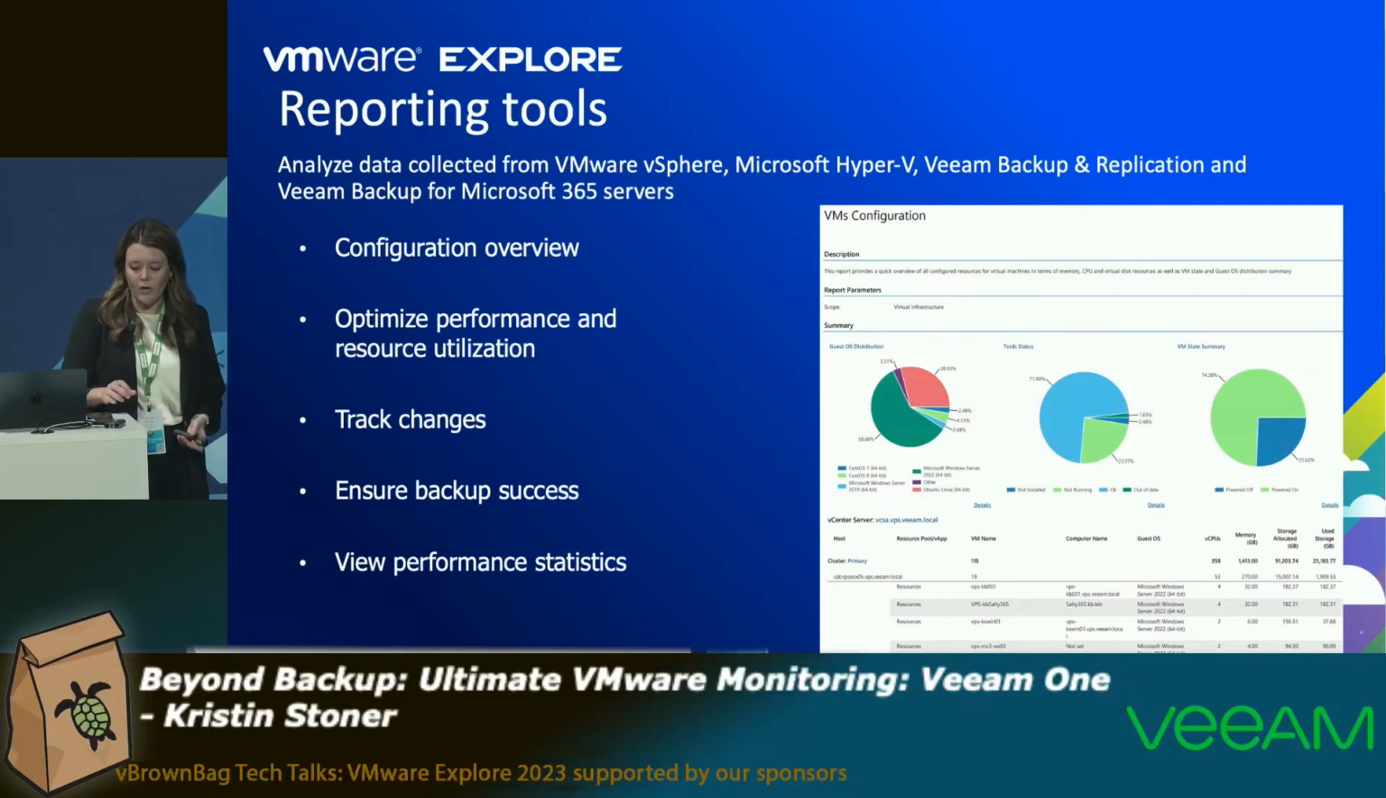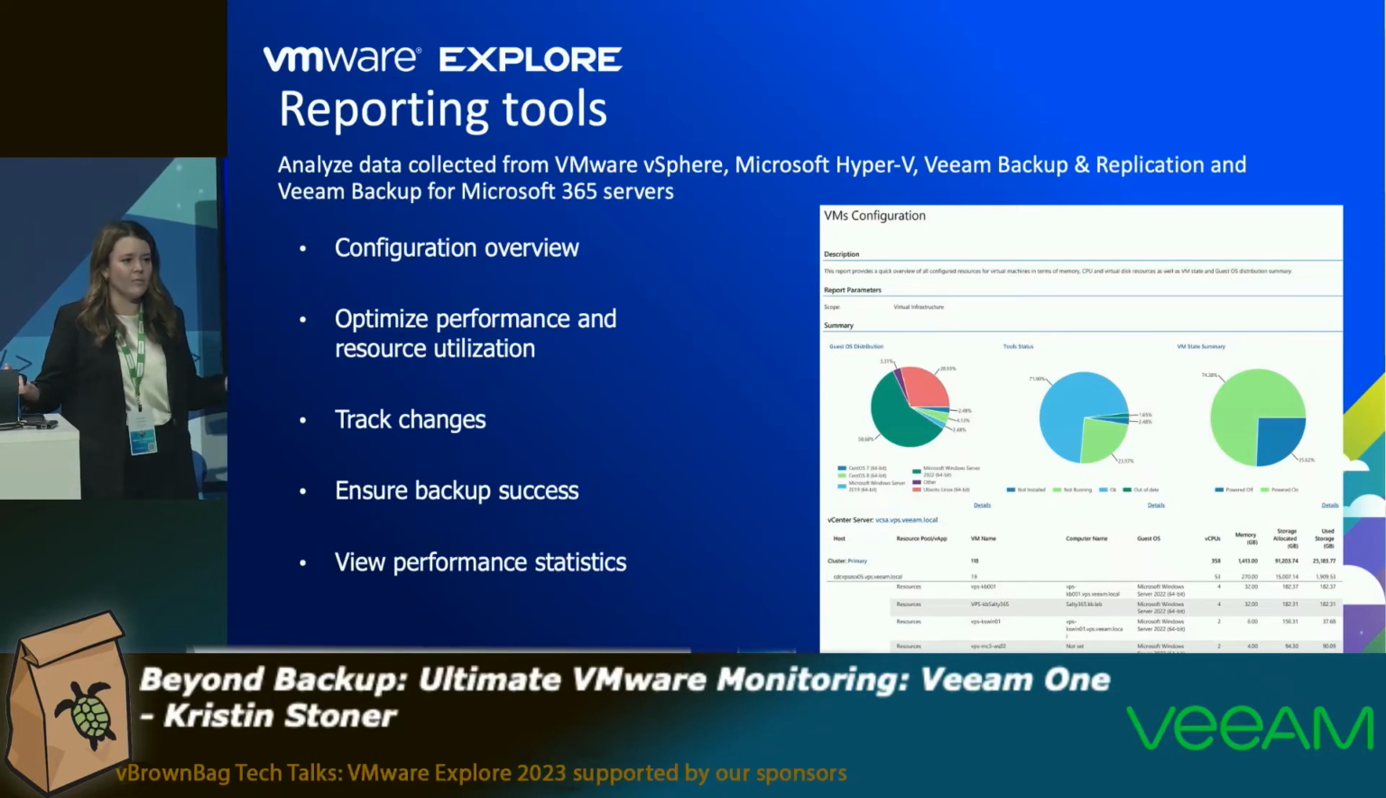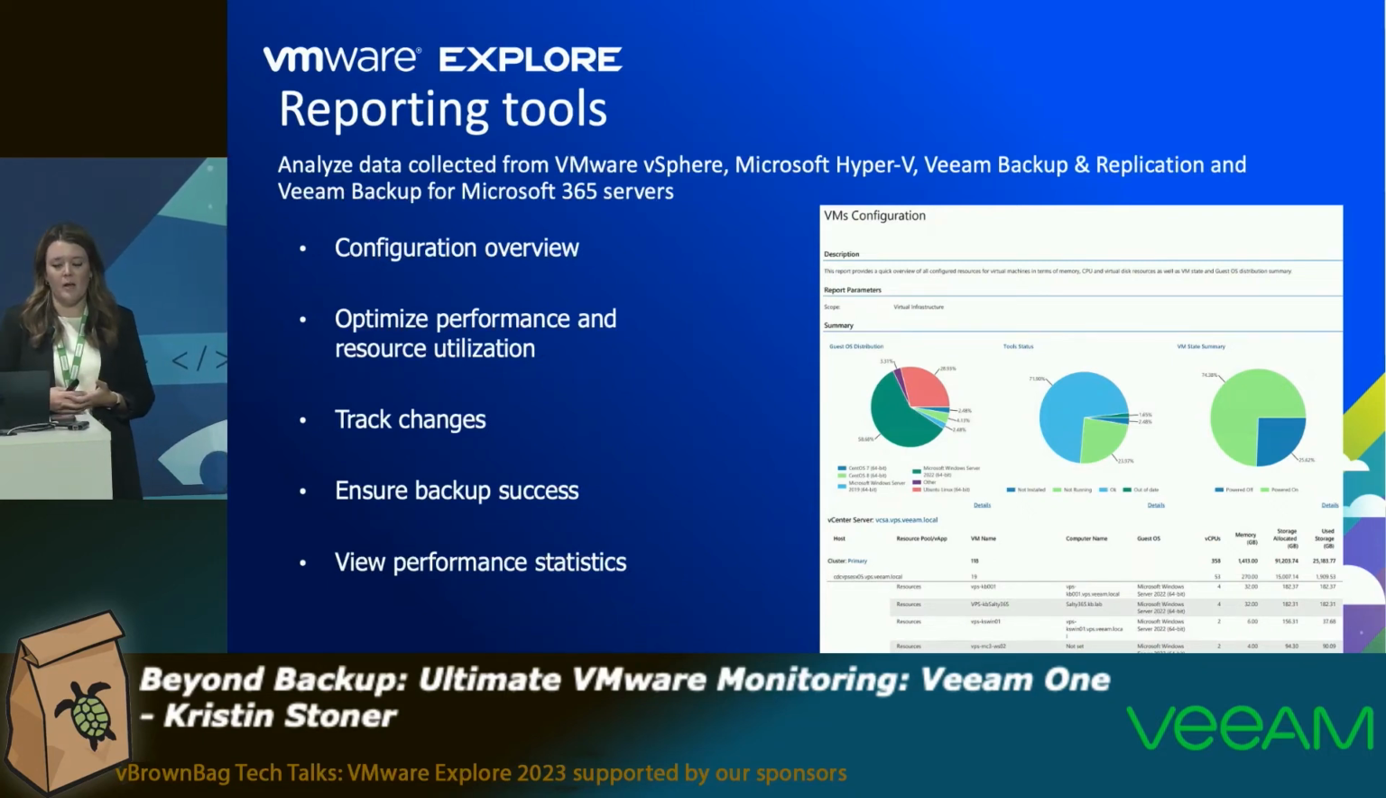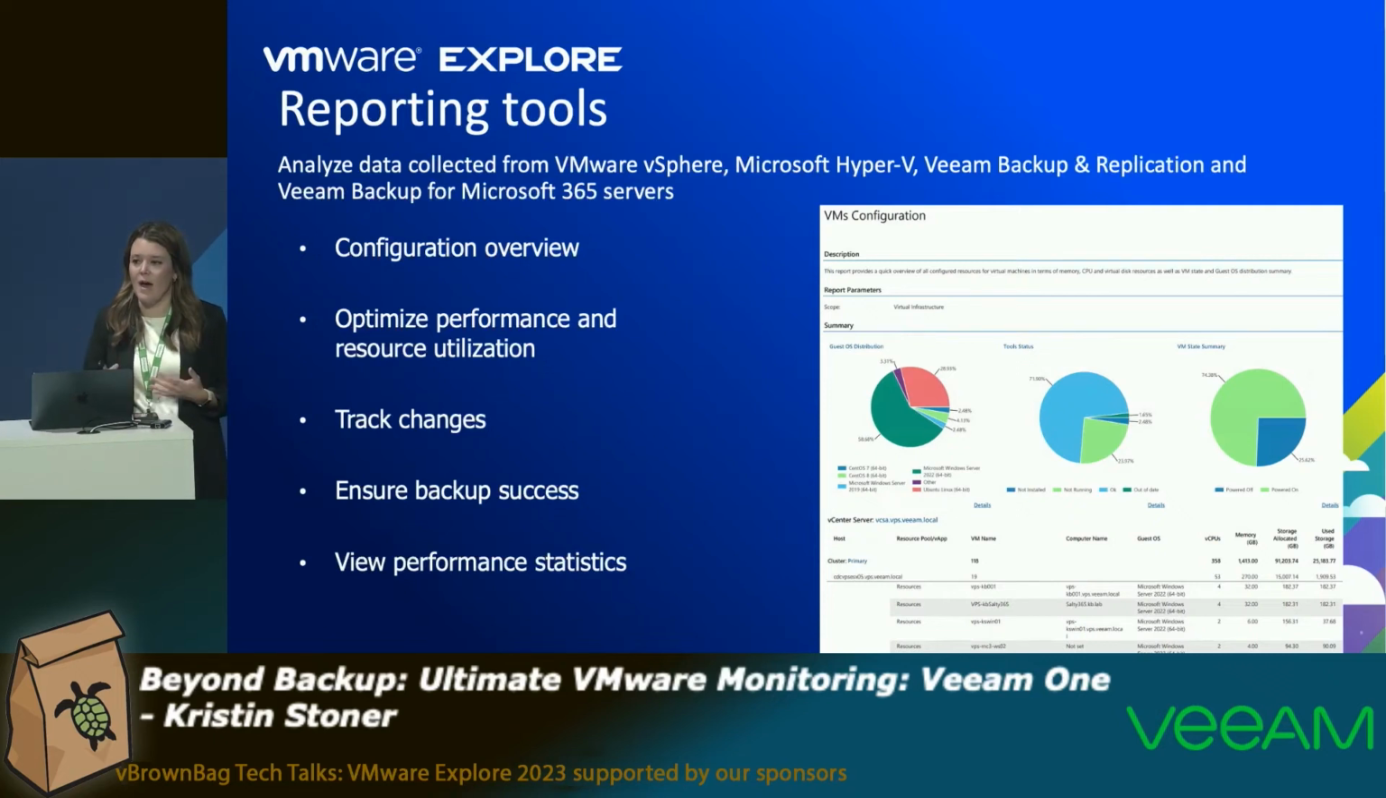We also have reporting tools available to you. So not only does Veeam ONE have a vast amount of alarms that you can utilize to fix issues in real time, you also gain reports to help analyze historical data and making sure that you're making better business decisions for your environment. So reports are available for VMware vSphere, Veeam Backup and Replication, and Veeam Backup for Microsoft 365 servers if you are using that in your environment, as well as Microsoft Hyper-V.